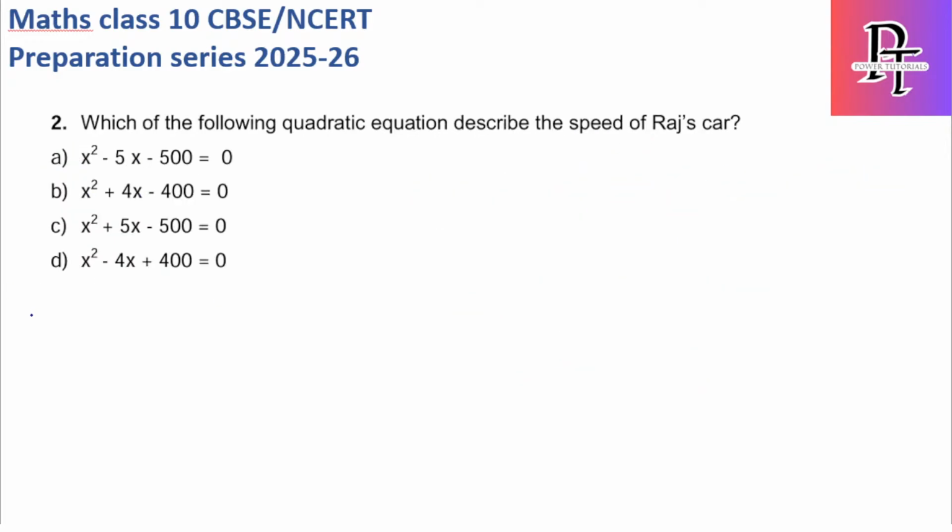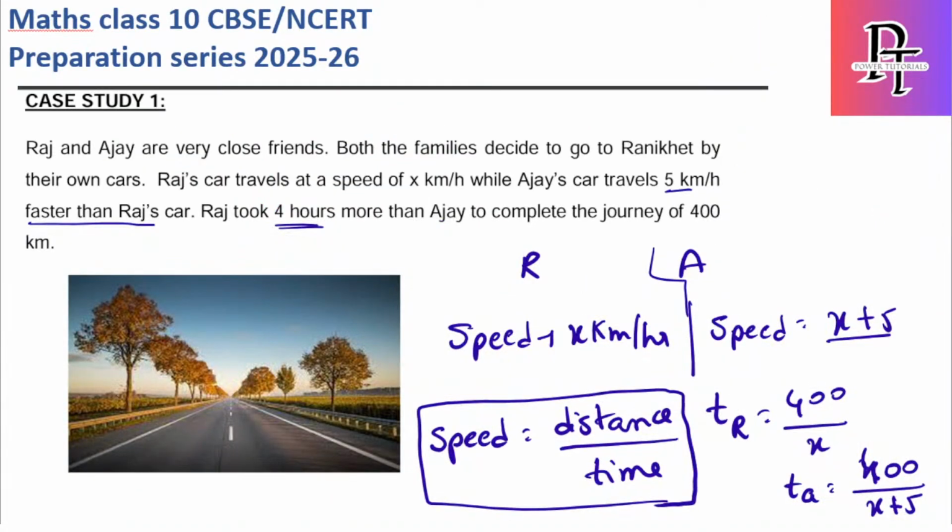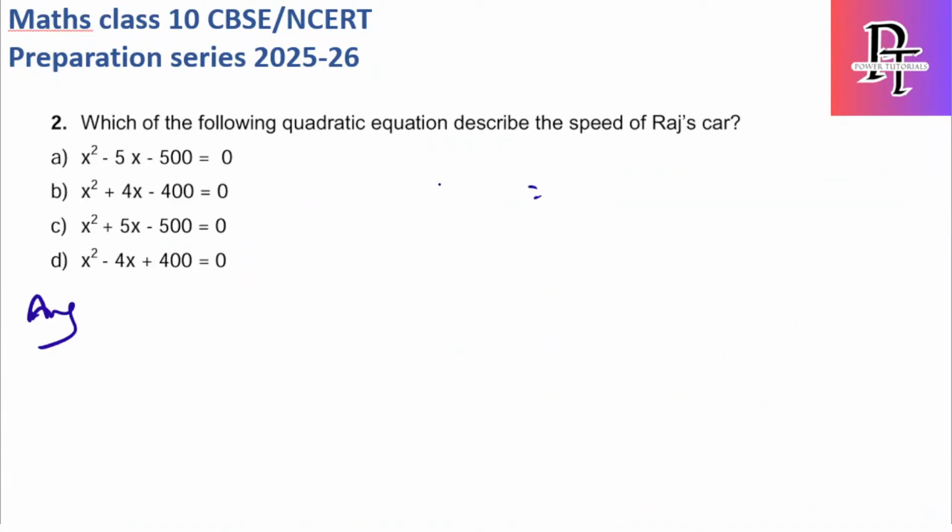Now let's move to the next one. Which of the following quadratic equations describe the speed of Raj's car? For this we need to first relate the times of both the cars and we can get the equation. Speed is distance by time. What I told you here, time for Raj's car is 400 by x, and for Ajay's car it is 400 by x plus 5.